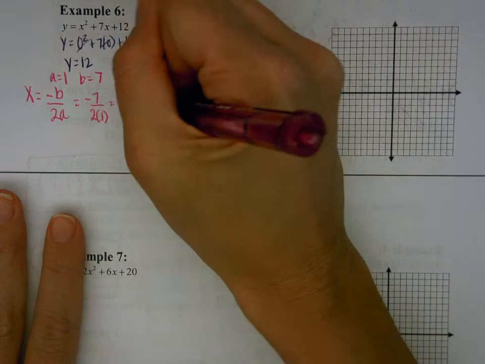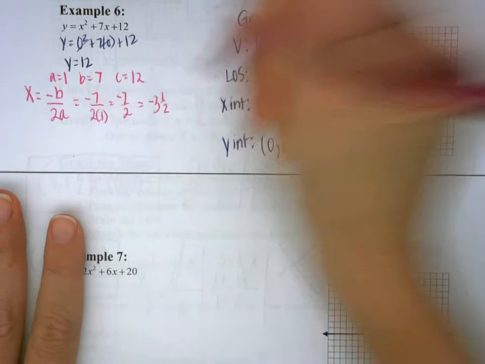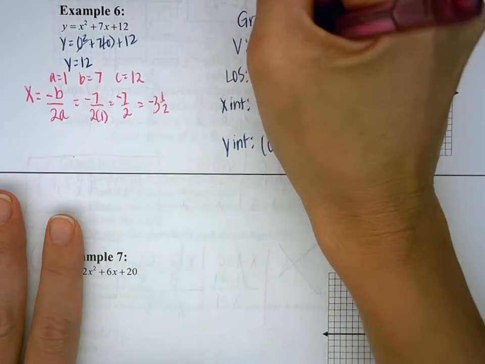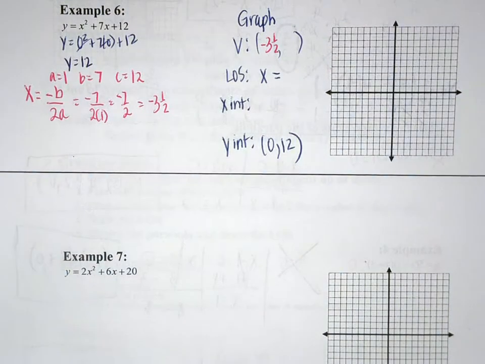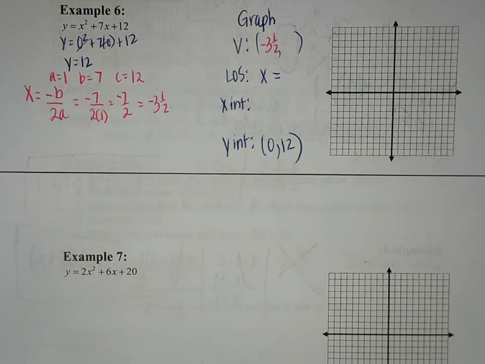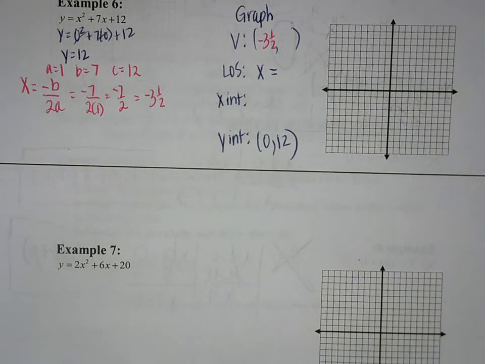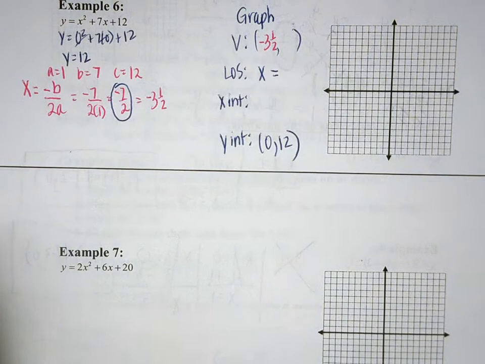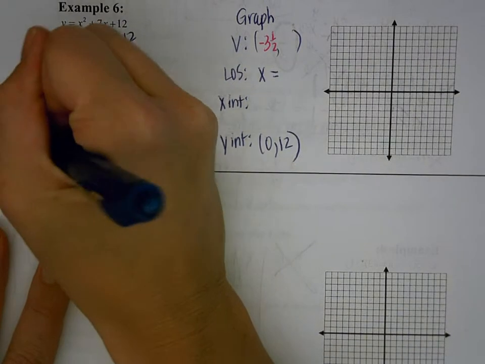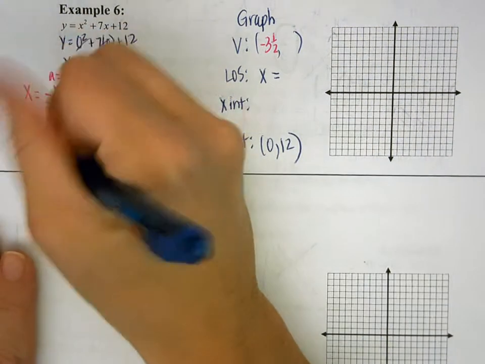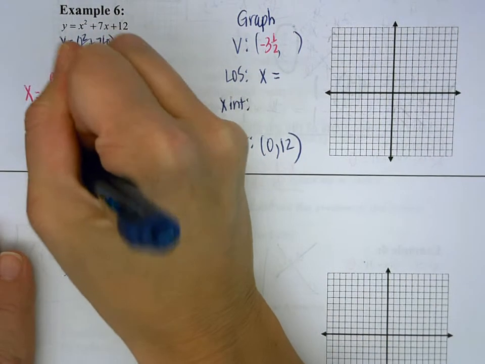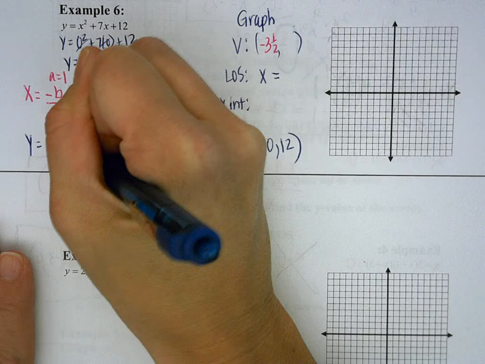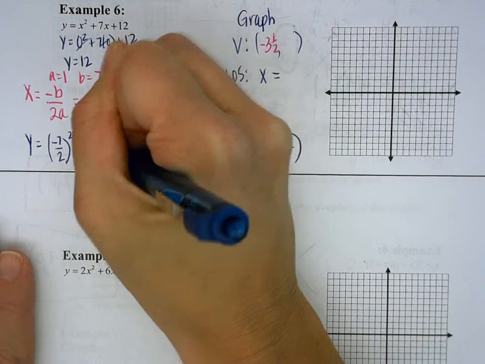Negative 3.5 is correct. Is everybody okay with how to get negative 3.5? Okay. How do I find the y value of the vertex? Plug it in. But you want to plug in your improper fraction because that's going to be easier to work with. So we have y equals negative 7 over 2 squared plus 7 times negative 7 over 2 plus 12.